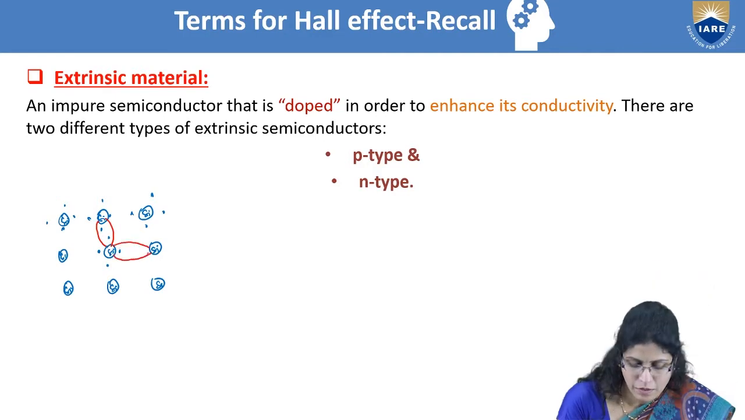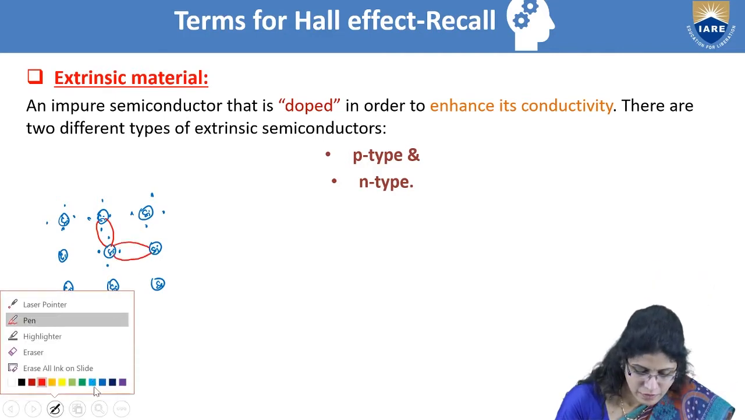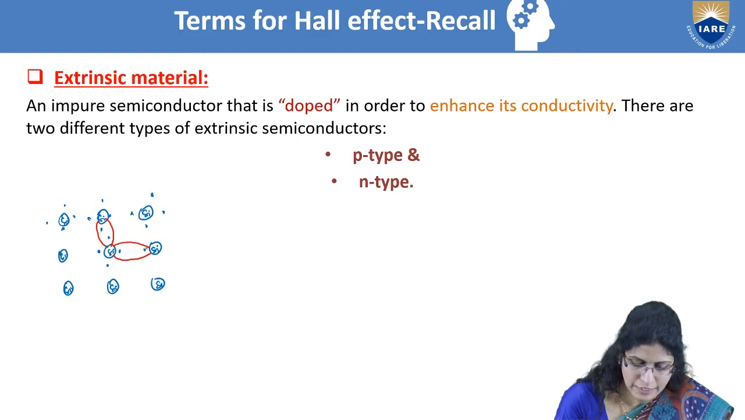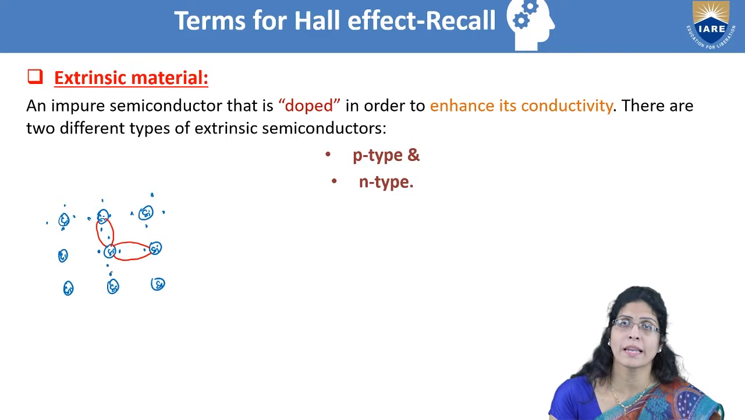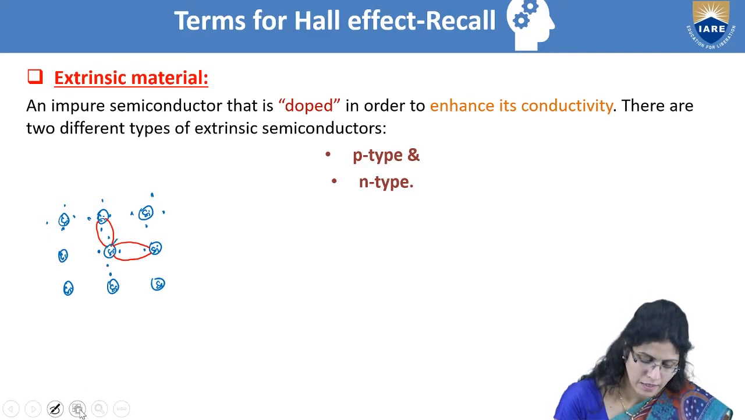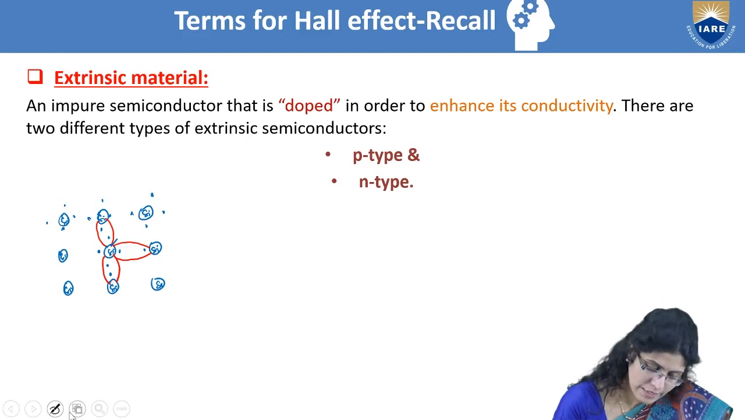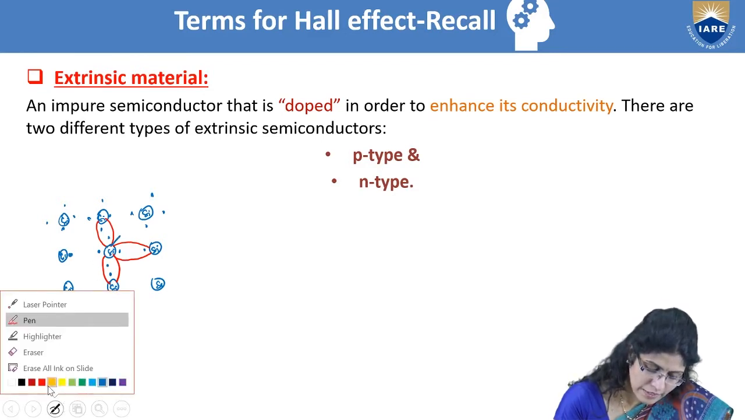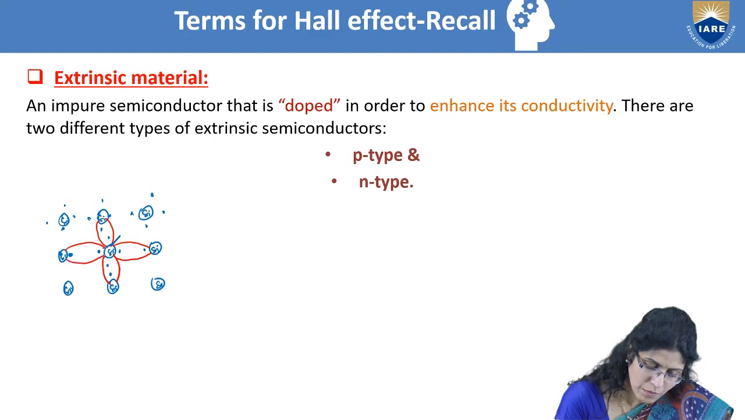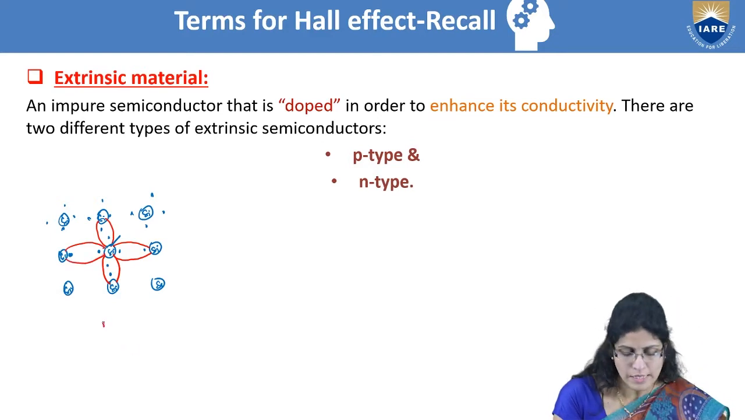This silicon will form a covalent bond with the neighboring electron here. And this silicon will share its valence electron with this silicon and form a bond, a covalent bond. The same on the other side. So this silicon will share its valence electron with this silicon and form a covalent bond. So this is at T equal to 0 Kelvin.